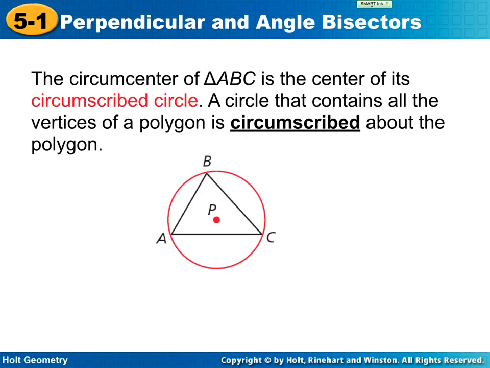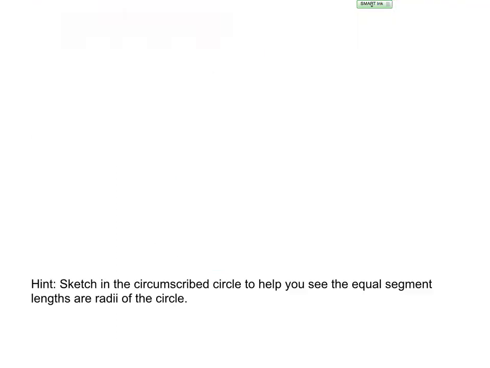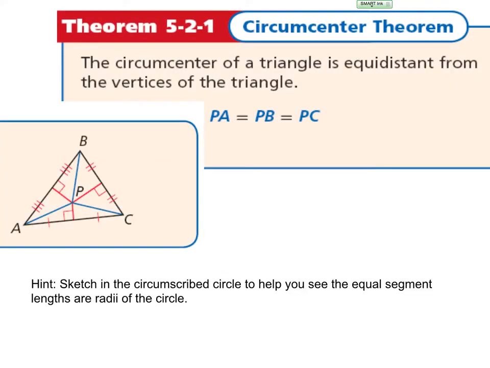Circumcenter goes with a circumscribed circle, which is made out of the 3 perpendicular bisectors, and that circumcenter is equidistant from the vertices of the triangle. That equidistant idea is, if you turn your page maybe, circumcenter theorem. The circumcenter of a triangle is equidistant from the vertices of the triangle. All those lengths are the same.